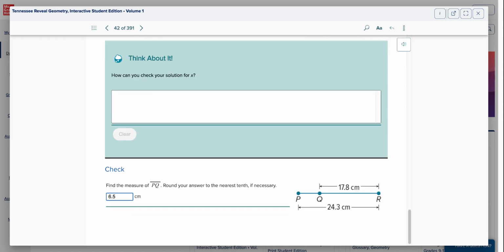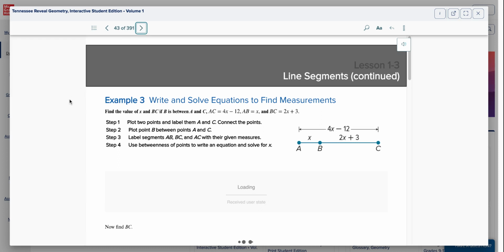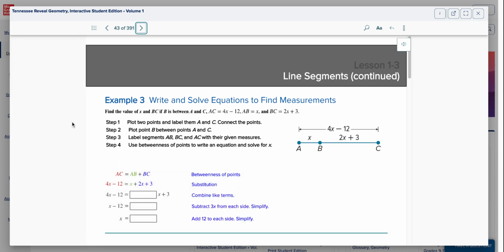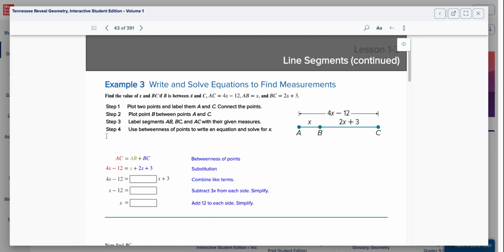Okay, so looks like I need to move on to the next one. All right, example number 3 in your book. Write and solve equations to find measurements. Okay, so we are going to solve an equation here. So step 1 says plot 2 points, label them A and C, connect the points. And B is between A and C, so they put it right there. Now, again, you're not going to really know what between is specifically. Is it closer to A? Is it closer to C? Is it in the middle? Who knows? It just says between.